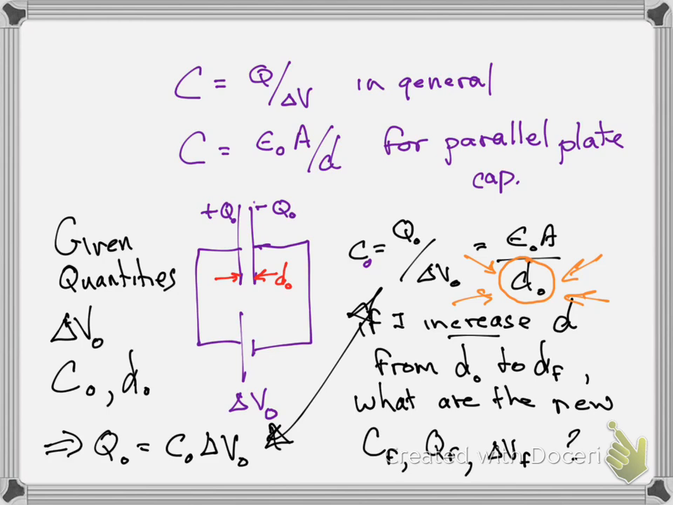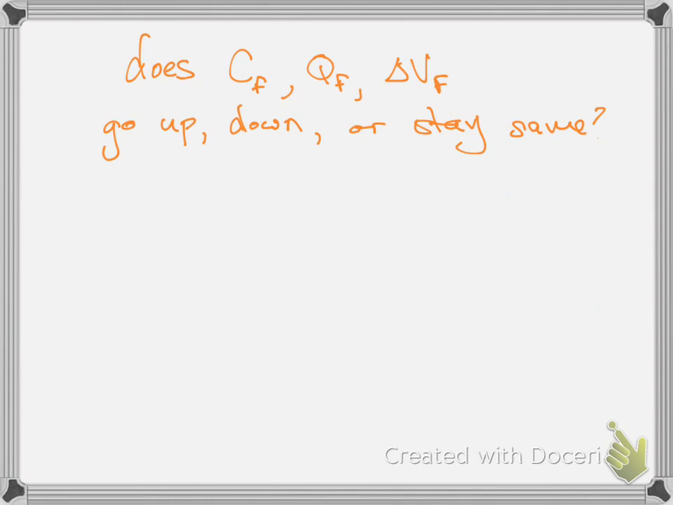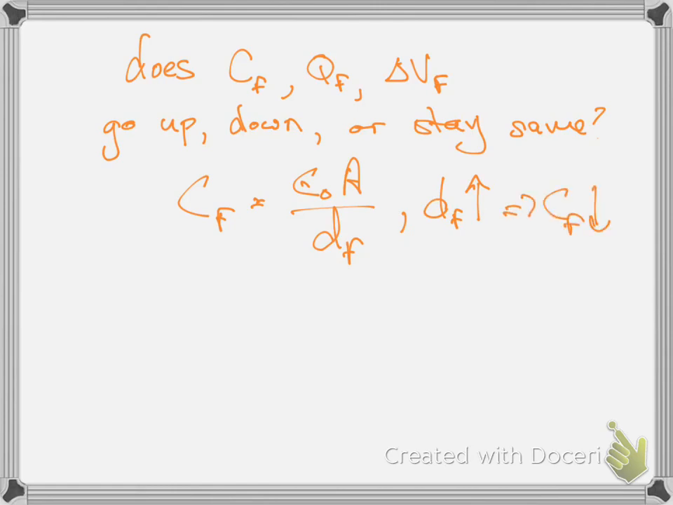I also meant to ask the question, not only what are the new capacitance, charge, and delta V, but do they go up, down, or stay the same? Well, looking at the equation just for the capacitance, CF has epsilon 0, A, which don't change, and DF. Since DF is bigger than it was before, because I told you it gets bigger, therefore CF gets smaller. So the capacitance goes down, and the value is epsilon 0 A over DF.